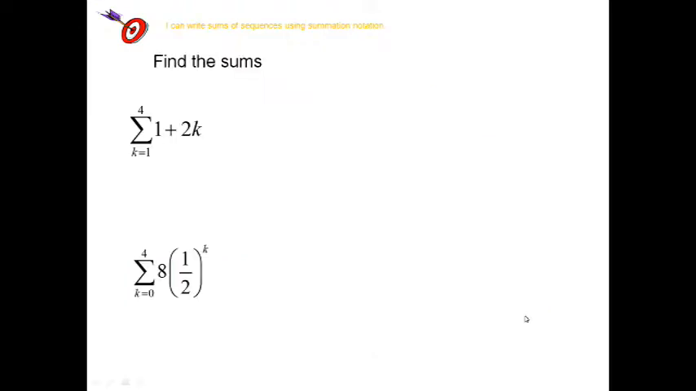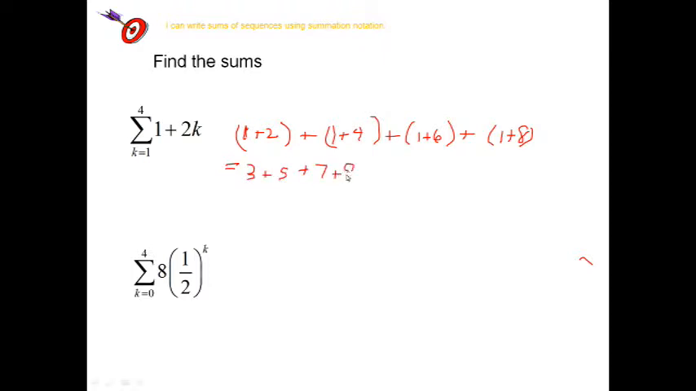So to find the sums, really all we have to do is evaluate at each number k. So starting at the top one up here, if I stick in a 1, I have 1 plus 2, that's our first term, plus 1 plus 2 times 2 is 4, plus 1 plus 2 times 3 is 6, plus 1 plus 2 times 4 is 8. So what I get is 3 plus 5 plus 7 plus 9. Adding 3 and 7 I get 10, and 14 more, it should be 24. Okay?